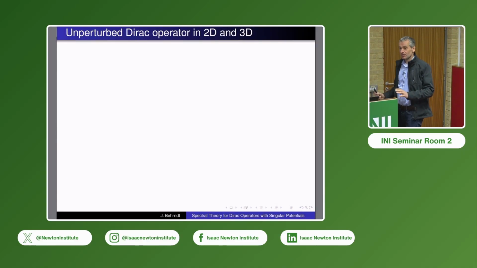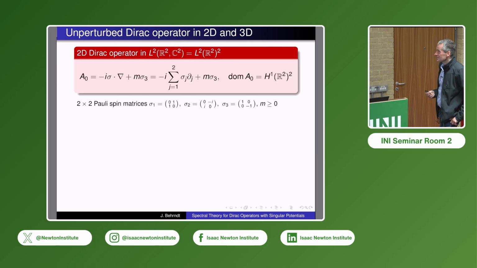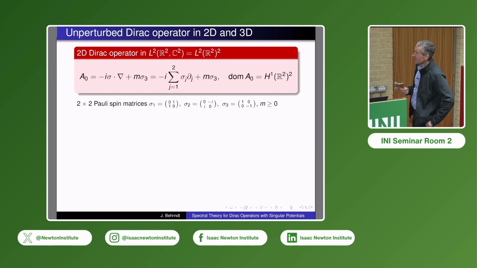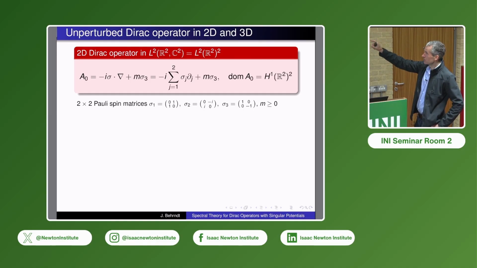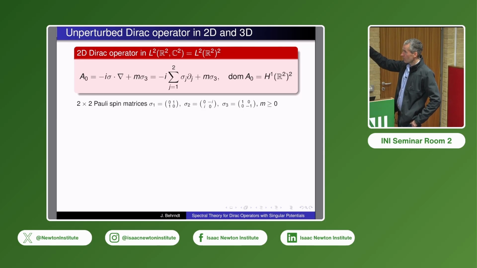Okay, so let me first introduce our starting objects, which are Dirac operators in 2 and 3 space dimensions. Here is the 2-dimensional version of it. I'm not going into physics, but I give you the mathematical definition right away. So 2D Dirac is a vector-valued first-order operator. It acts in L2, but it's a vector-valued operator, so it formally acts in 2 copies of L2. All functions here are 2-vectors.